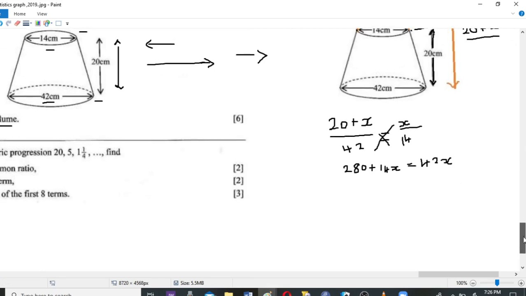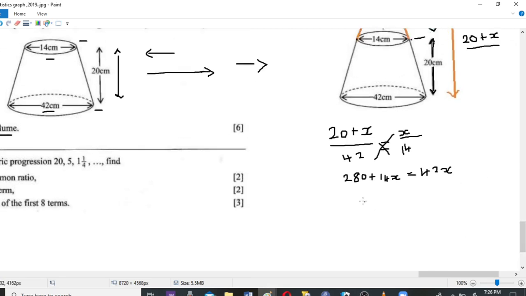So we want to solve for x, right? If you collect your like terms, you are going to have 42 minus 14, and that should give you 28. That's 42 minus 14, which gives 28. So you are going to have 28x is equal to 280.